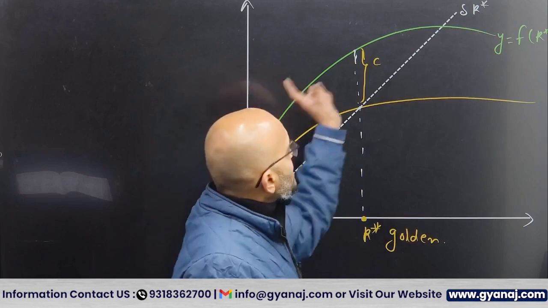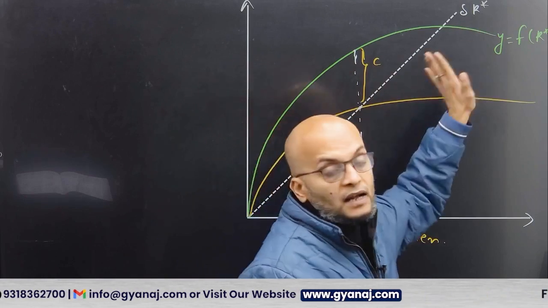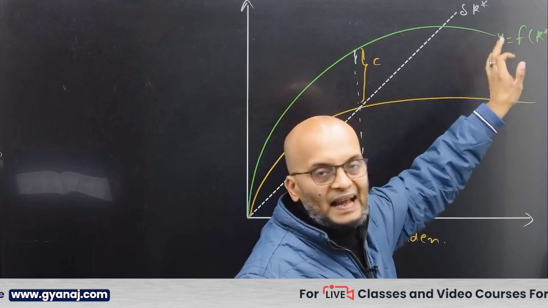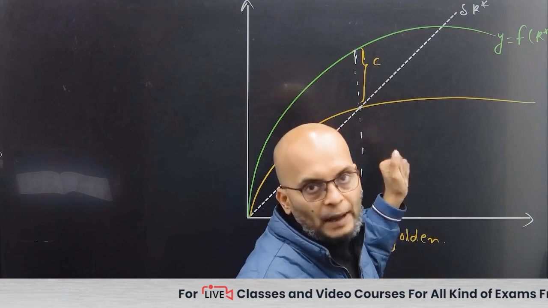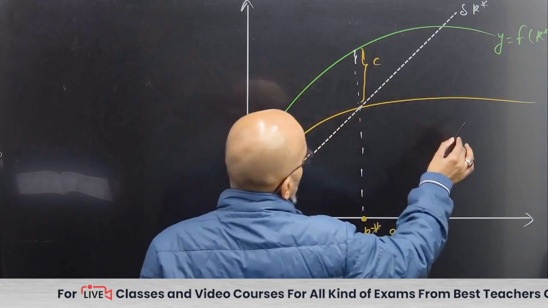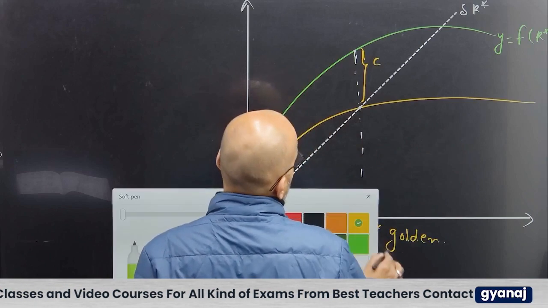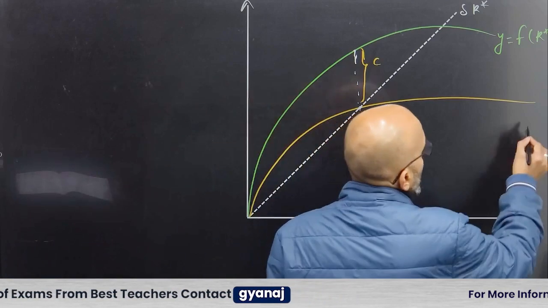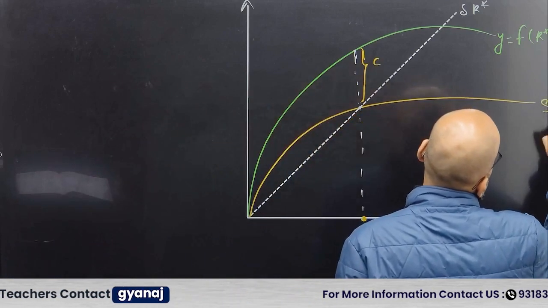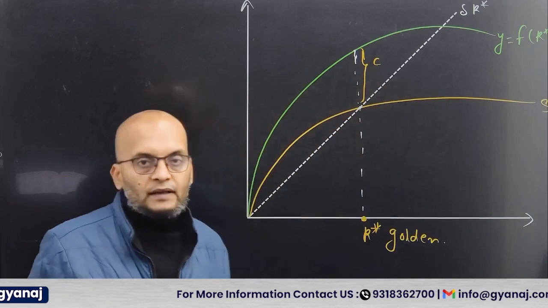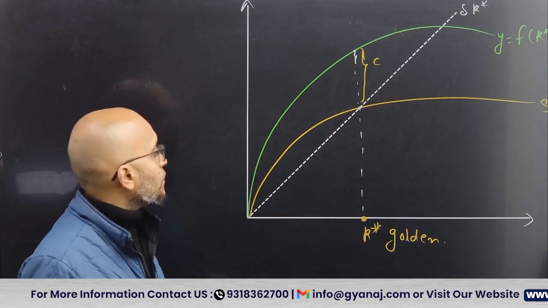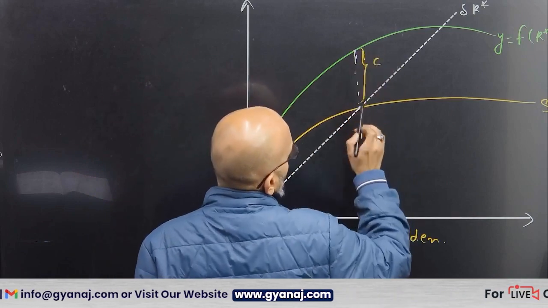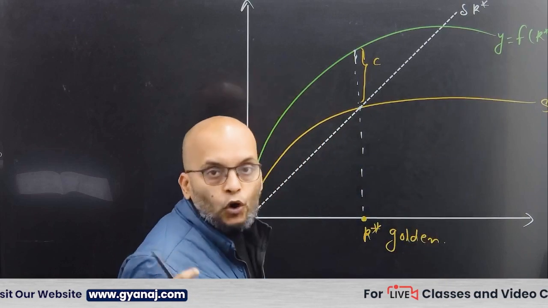Fine. This green color curve that you are observing, it is output per worker, represented by Y, and it is F(K star), function of capital. This yellow color curve is representing the investment in the economy, and it is small s, where small s is the savings rate into output or income. Fine. sY.